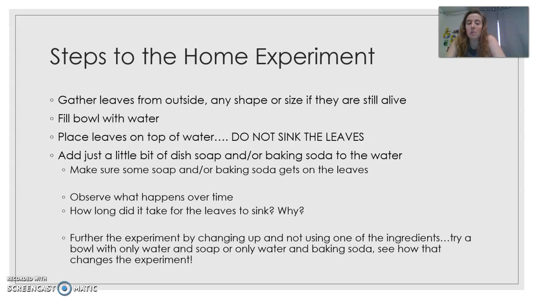Change up the experiment. Do different bowls. Do just water. Do soap and water. Do just baking soda and water. Have fun with it. Enjoy it. Ask your kids questions. See what they learn. Talk to them about it. I hope you enjoy.